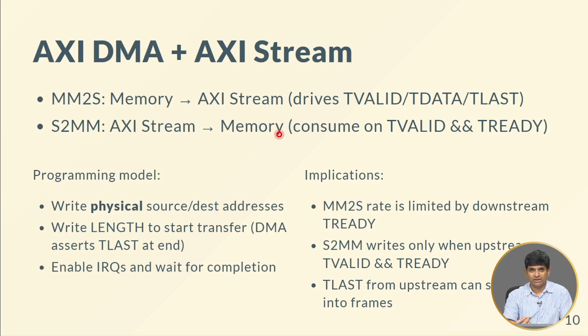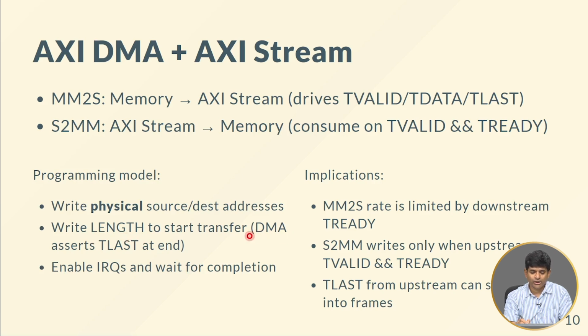So this gives us a very nice IP to work with and a nice programming model that we can build around. The way that we use it in general is that we need to write the physical source and destination addresses. Note again that it's physical. DMA does not know about virtual addresses, so I need to use physical addresses, and I just write one parameter to a length register in order to actually start the transfer.